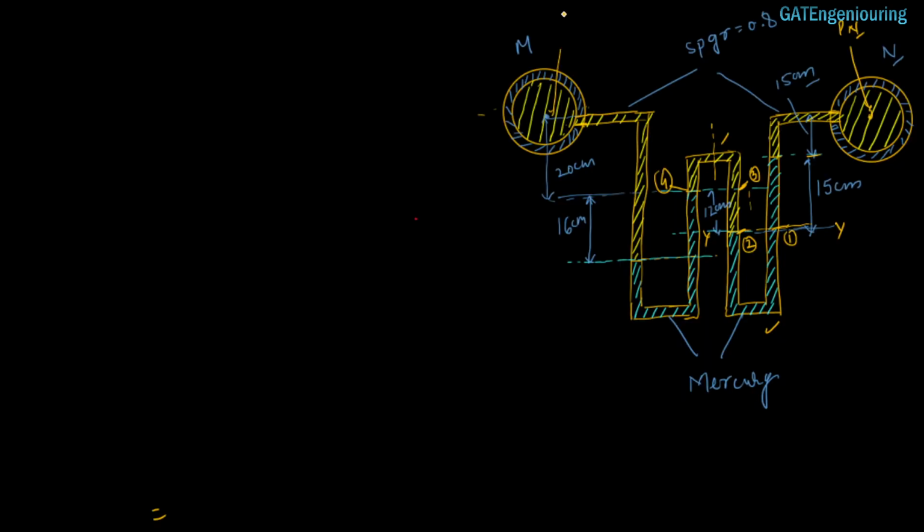In this video, I'm going to solve a numerical based on double U tube manometer. So this is the diagram which is given to us. There are two tubes in this: this is first, this is second. What we have to find out is the pressure difference between these 2 points.